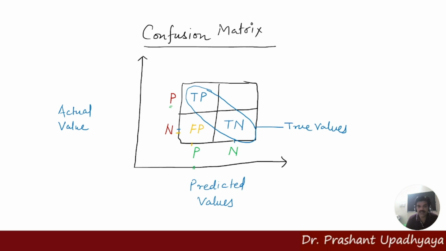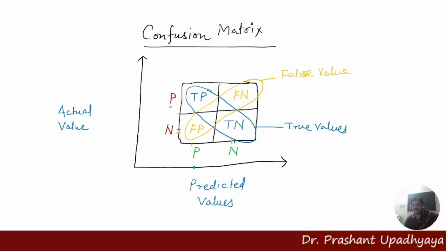In another case, my actual value is positive, and my predicted value is negative. So it has predicted a negative, but actually it was positive. So this negative is the false negative, and here we are writing a false negative. The other diagonal which we are creating gives the false values.